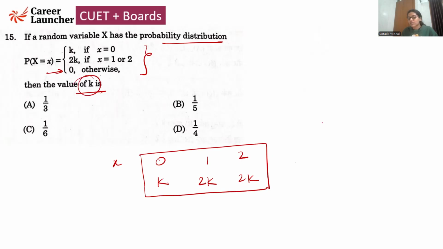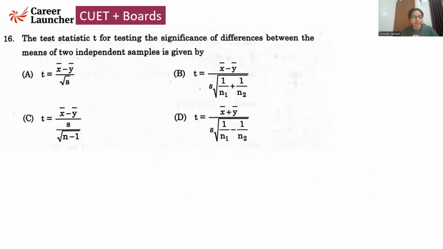Now for calculating the value of k, it is a known property that the sum of the probabilities is always 1. So what I'm having is k plus 2k plus 2k is 1. So this is 5k is equal to 1 and k is coming down as 1 by 5, which is option B. The test statistic t for testing the significance of the difference between the means of two independent samples, it is a known formula, which is option B. This is the correct one.